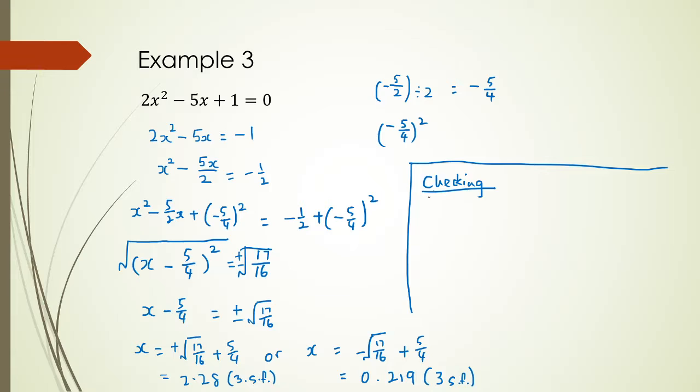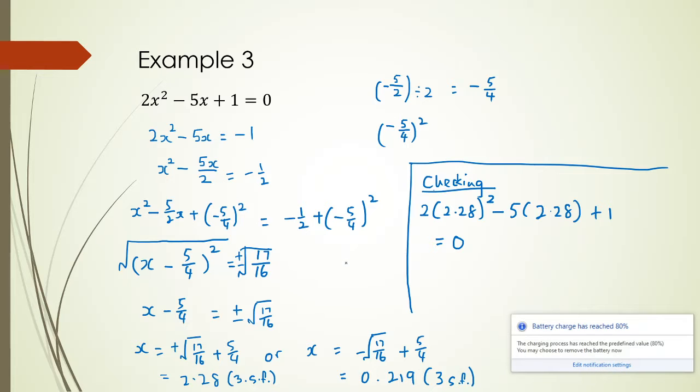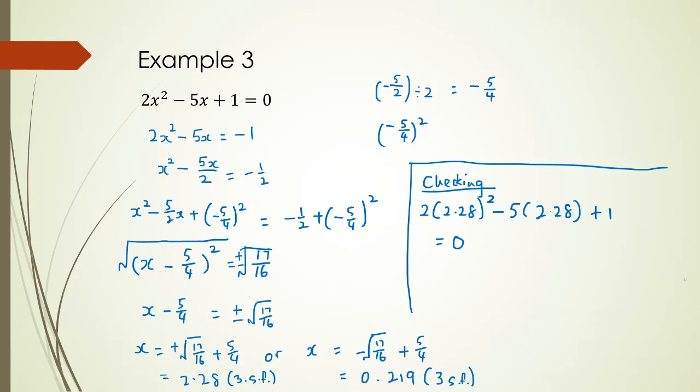Okay, now I'm just going to put 2 times 2.28, which is our solution for x here, squared, minus 5 times 2.28, then plus 1. When we work this out, we should get 0. If we can get 0, that means the solution is correct. If we don't get 0, then something is wrong. You better go back and check why it is not 0.